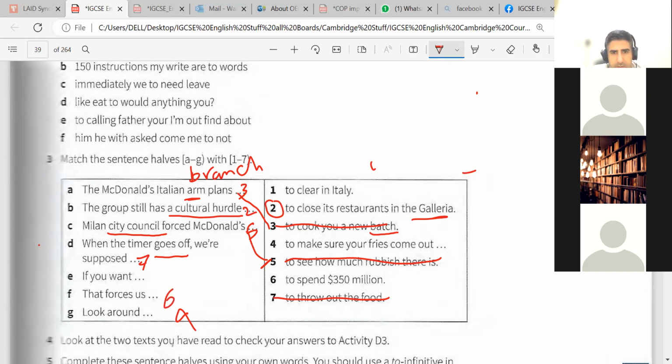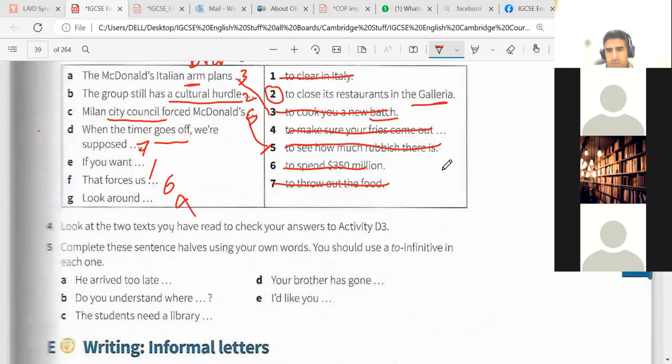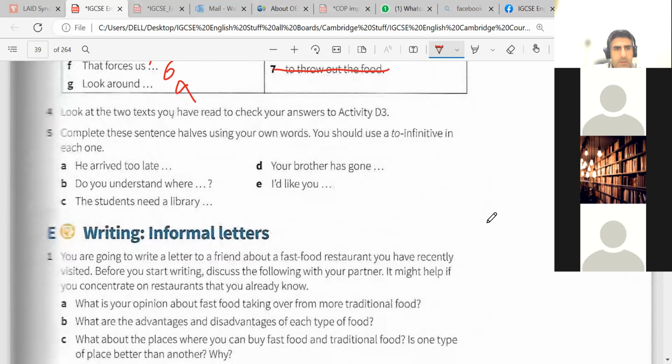So what's remaining? If you want to clear in Italy, 1. Okay, Shabab? Is it clear now? Yes. Right.